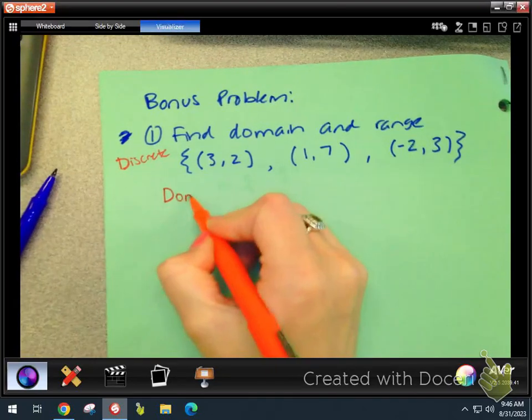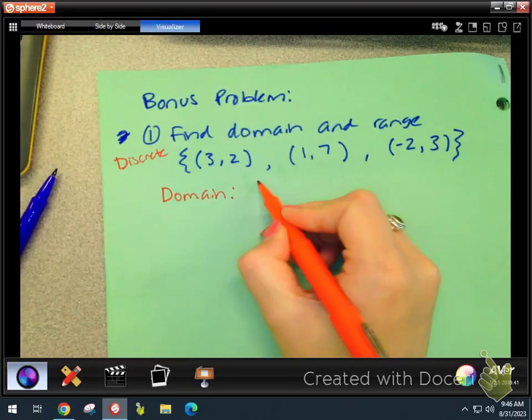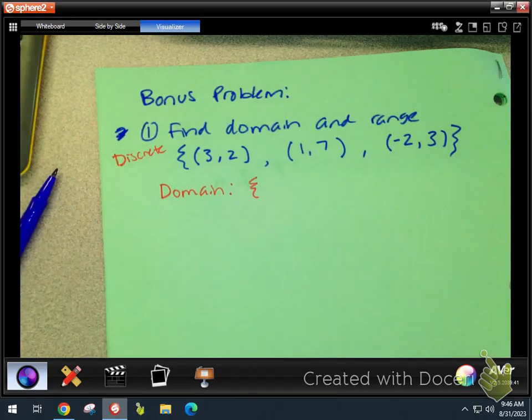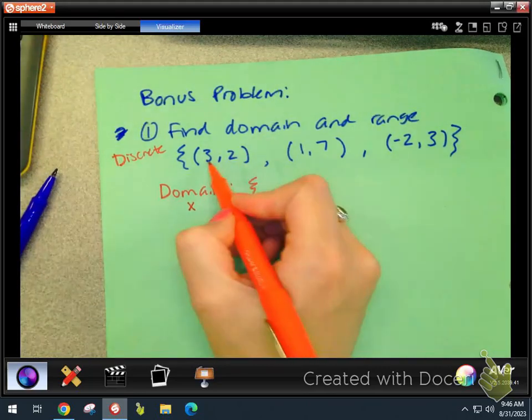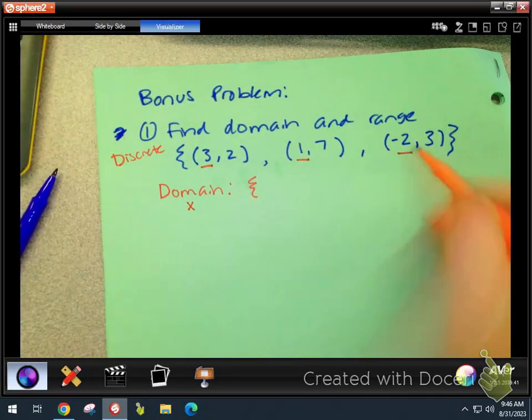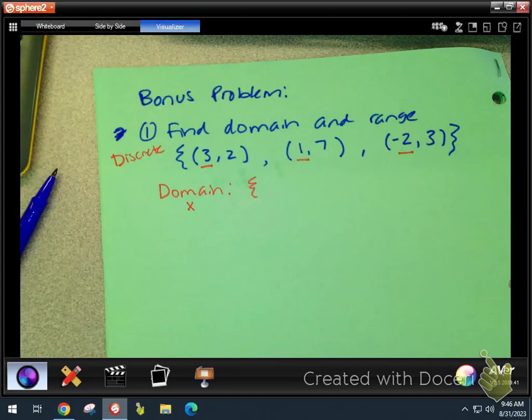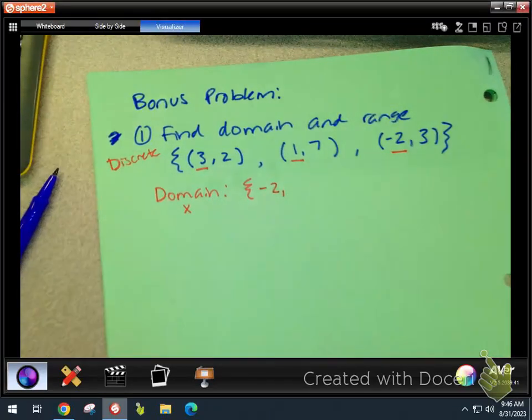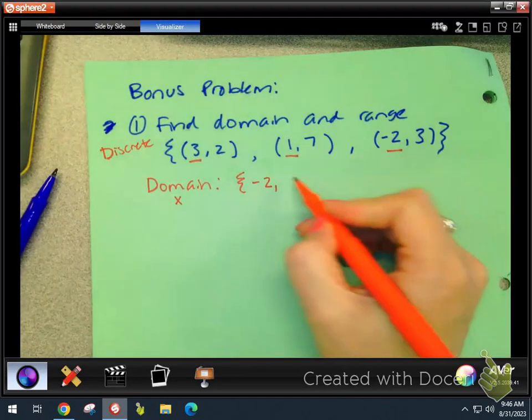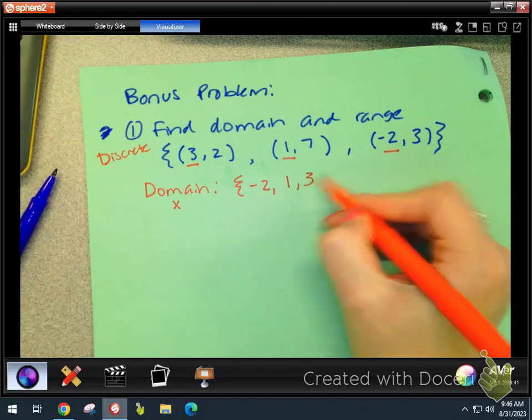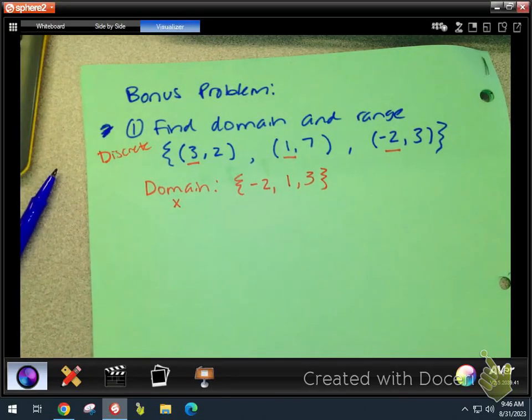So here's our domain. We'll start with that. We agree that it's discrete, so we're going to use our squiggly brackets. Domain has to do with what values? Your x's. So I am going to underline my x's. X is the first number. I'm just looking at the first number in the point. And all I have to do is list it, but I have to put it in order, least to greatest. What's the smallest x value? -2. Next, 1. Next, 3. Close it off. Pretty easy, right?